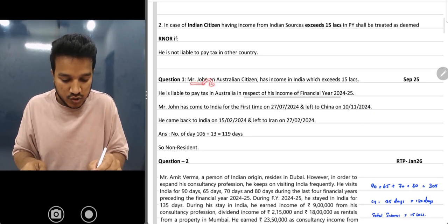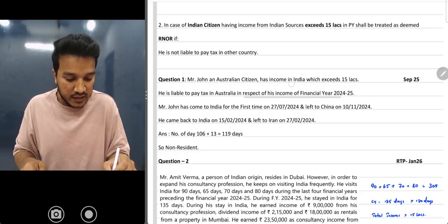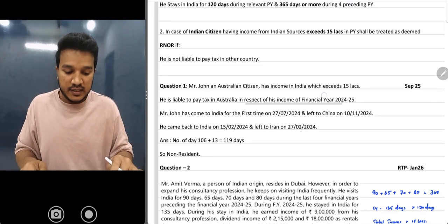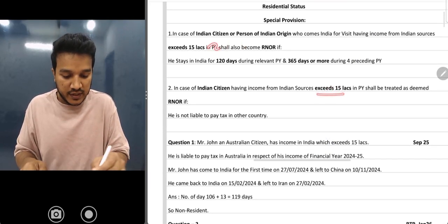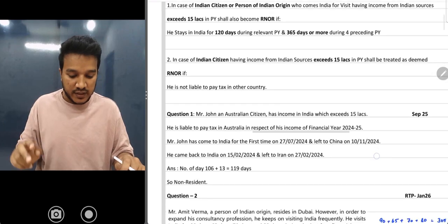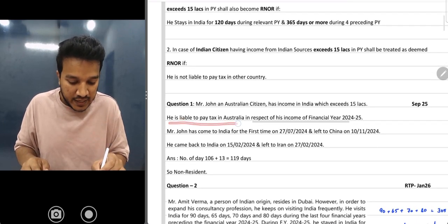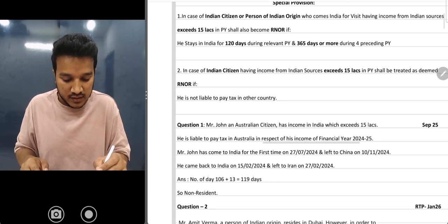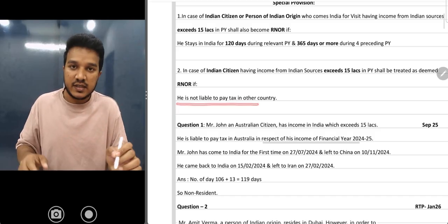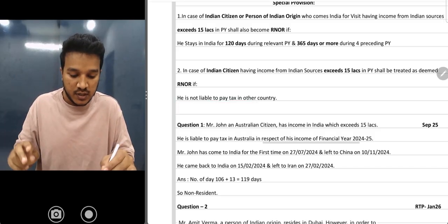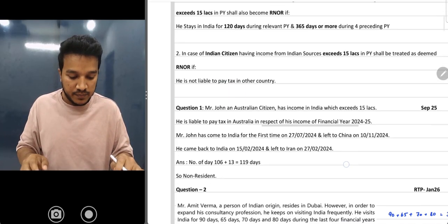Look here, Mr. John, Australian citizen, has income in India which exceeds 15 lakhs. Okay, here it is clearly saying that it exceeds 15 lakhs. Two conditions satisfying. He is liable to pay tax in Australia. See, this fellow should not be liable to pay tax in any other country to satisfy the second provision. So for him, the second provision is not applicable.